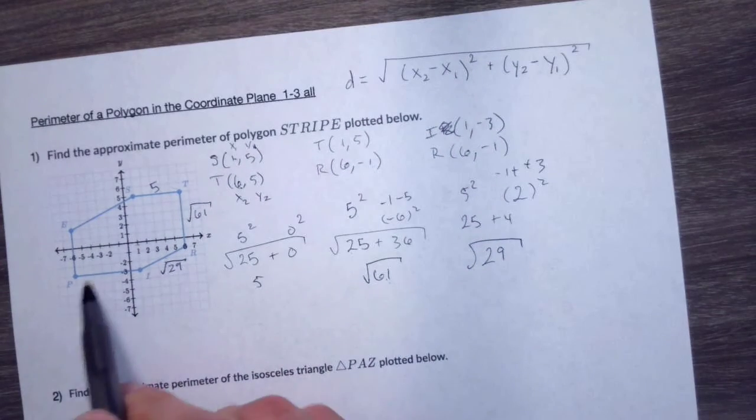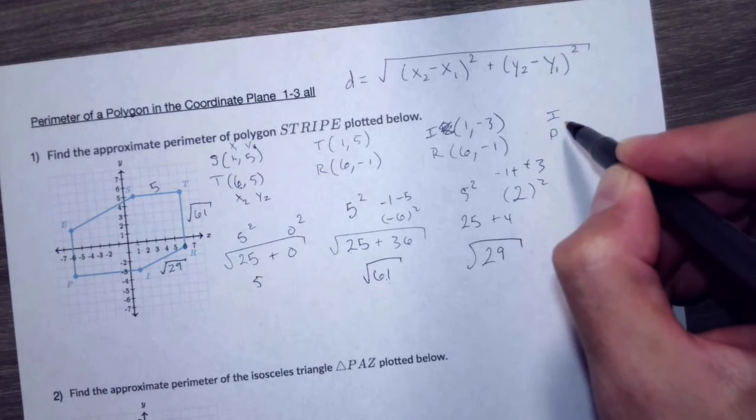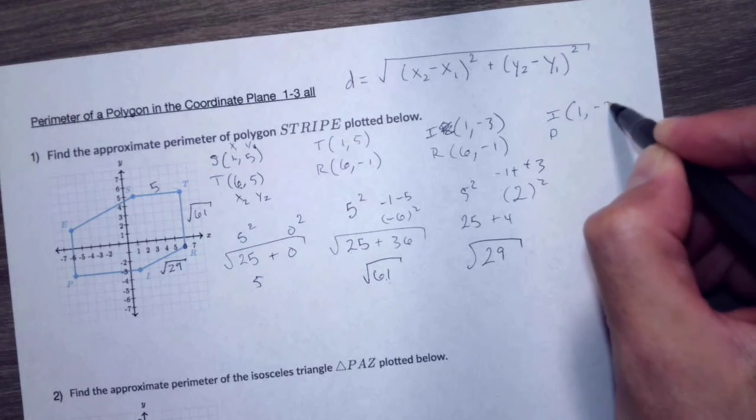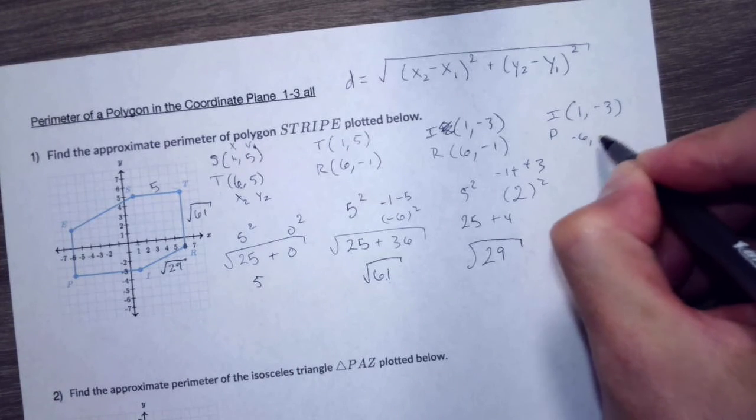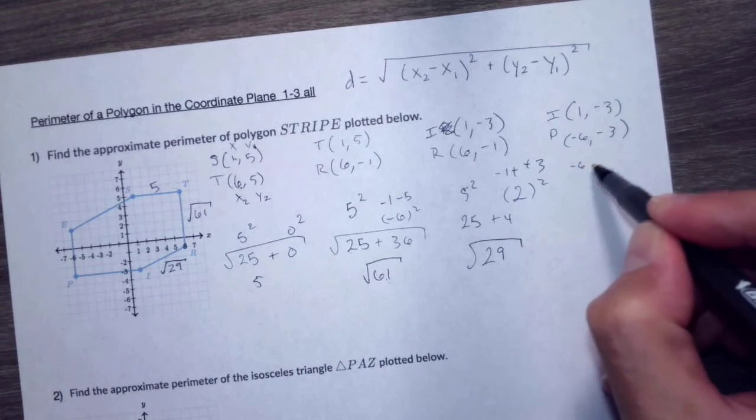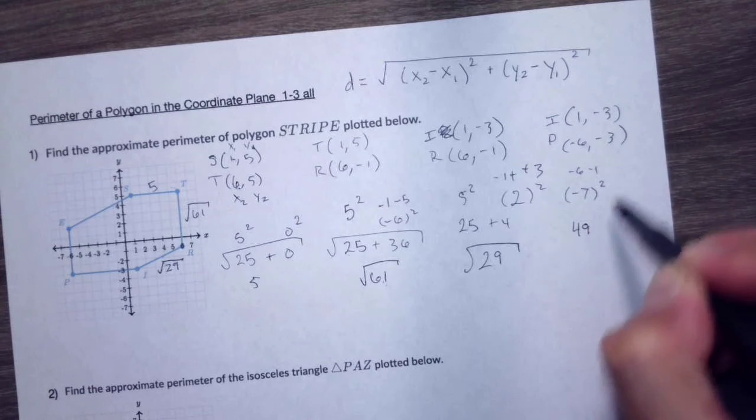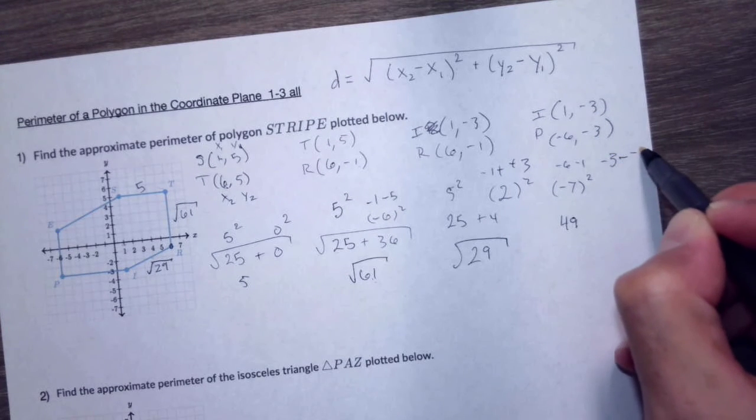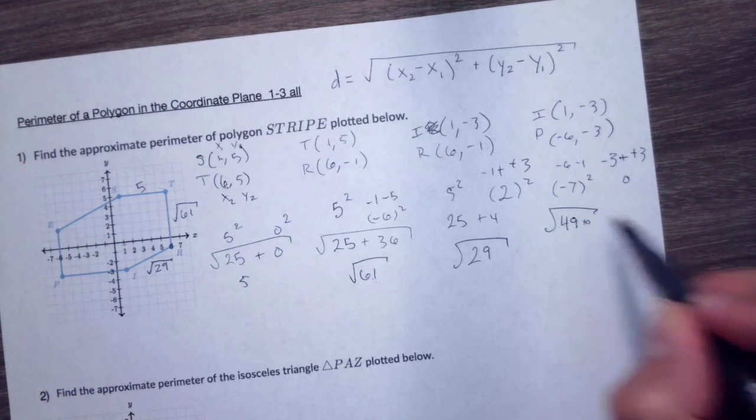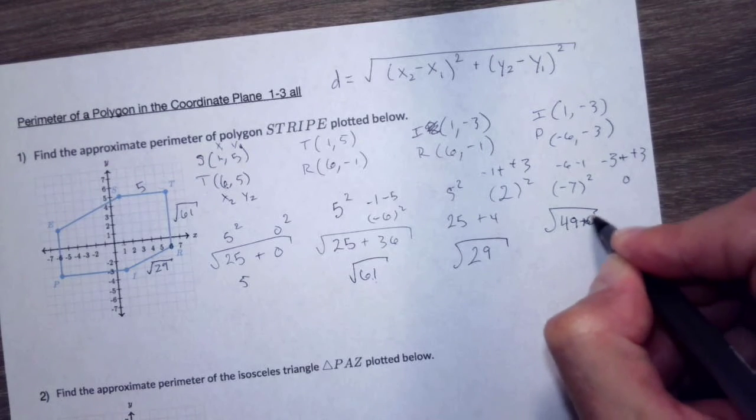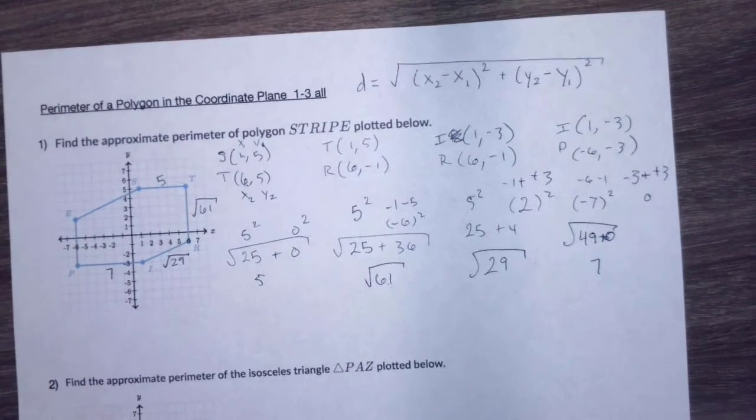And then IP. So 1, comma negative 3 for I, and then P is negative 6, comma negative 3. So negative 6 minus 1, that's negative 7. We got to square it, 49. Negative 3 minus negative 3 changes to plus, that's just 0. So I have the square root of 49 plus 0. So that's just the square root of 49, which is 7. So this is 7 there.